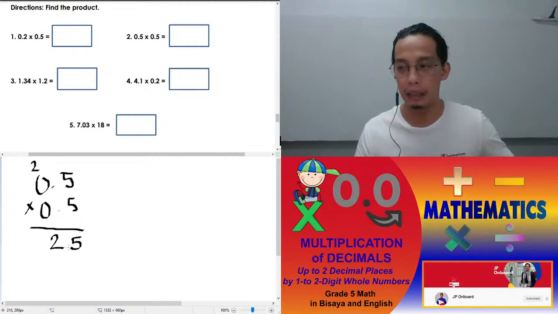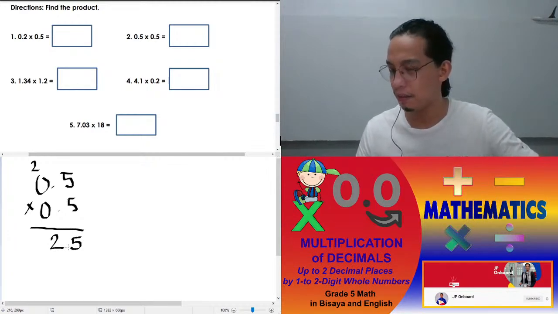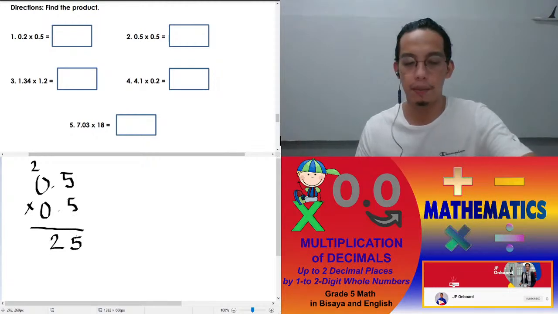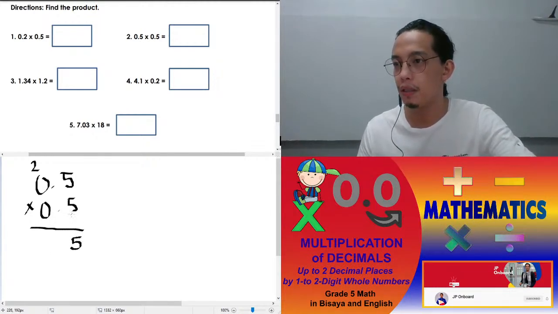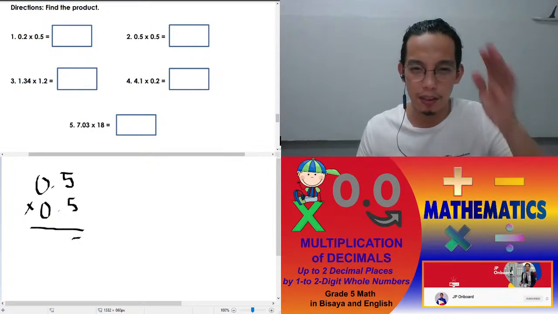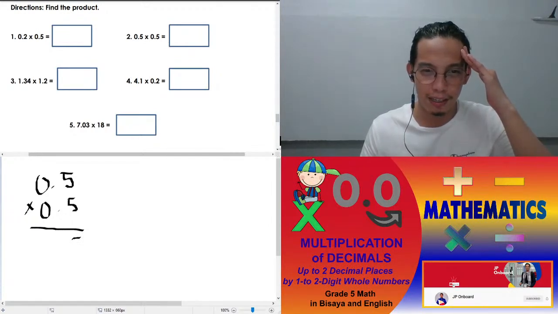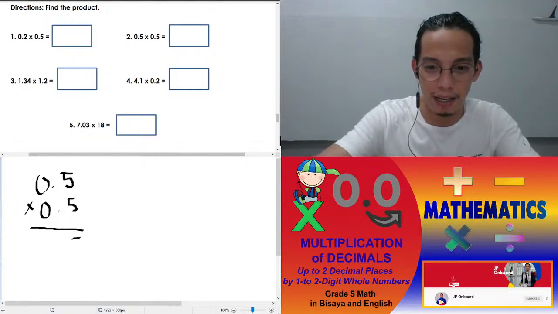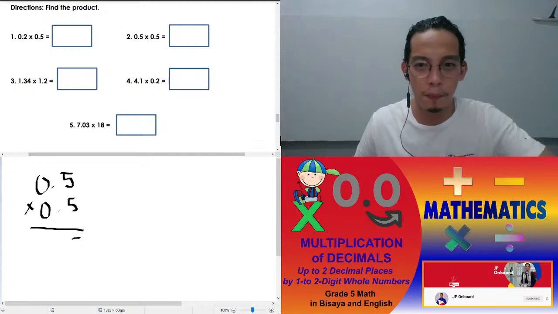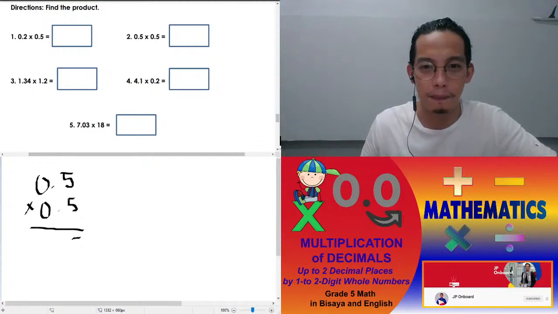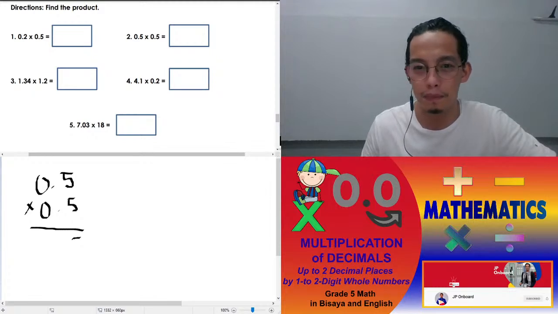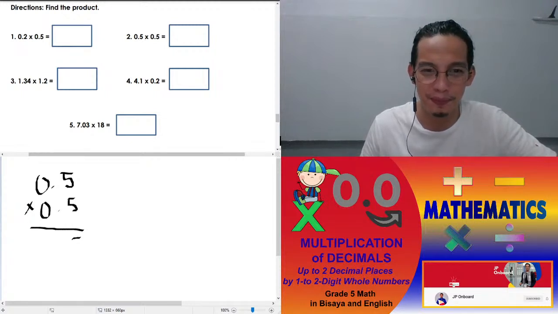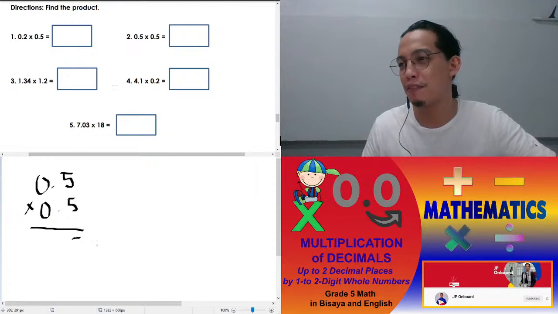I think it's wrong. Wait, let's review it. 5 times 5 is 25. Sometimes I get confused by how simple this math is, and then once you do it yourself, you get confused. So let me just verify to give you the right answer.